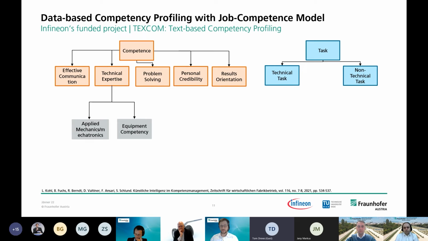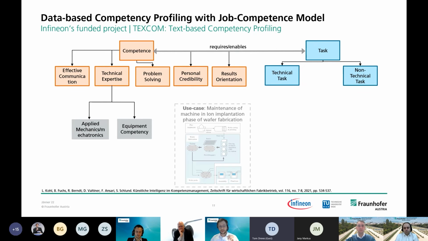And now we have to reason from this world of education to the world of work. And this is done by the semantic link I described before. It requires, enables. So in order to show you the next step, I have to give you a short introduction to the use case itself. We are talking here about the ion implantation phase of the wafer fabrication, quite a rather complex term.